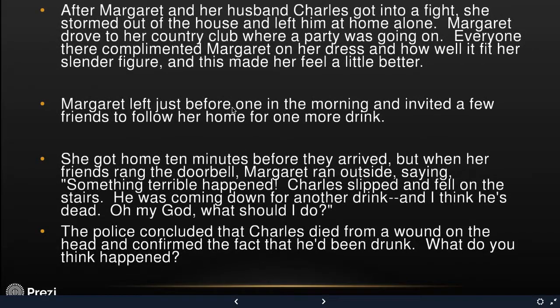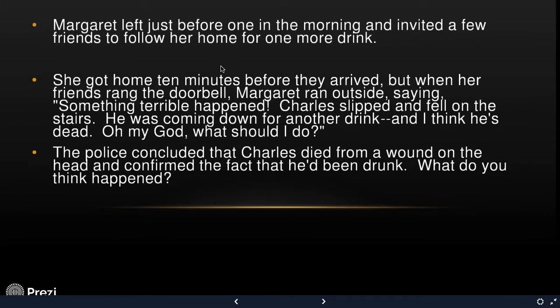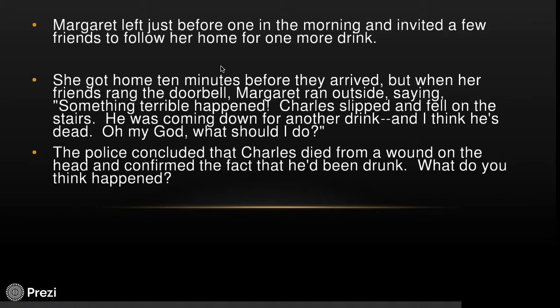The police concluded that Charles died from a wound on the head and confirmed the fact that he had indeed been intoxicated. What do you think happened? The wound on his head could be from falling down the stairs, or you could argue that the wound on his head, blunt trauma, forced him to then kind of fall down the stairs.